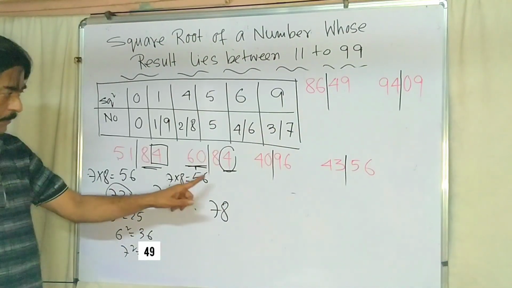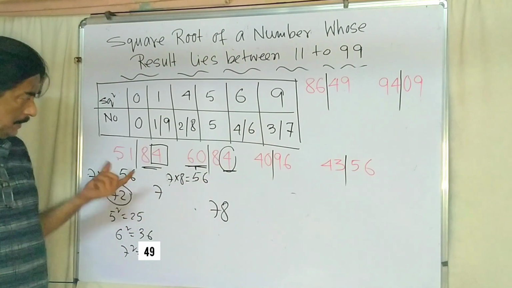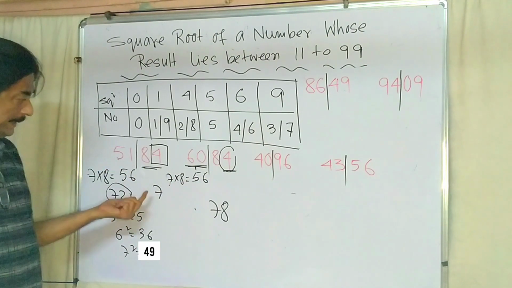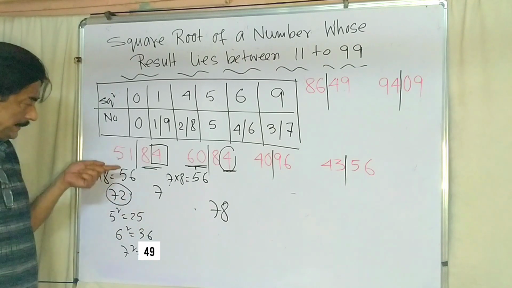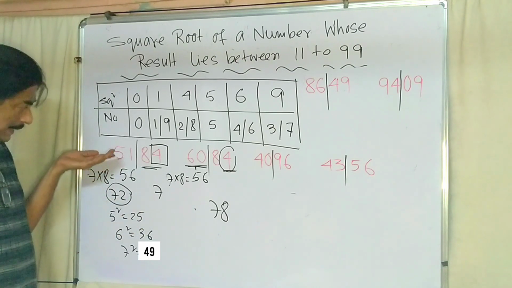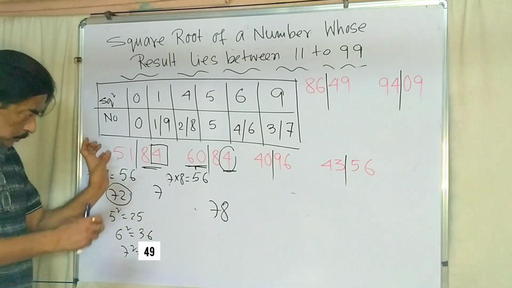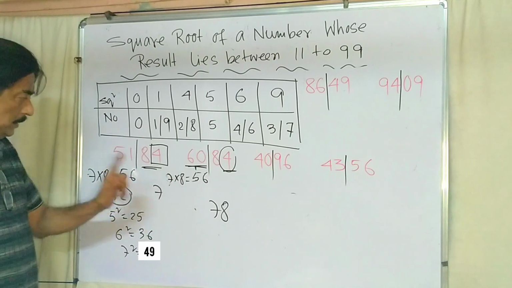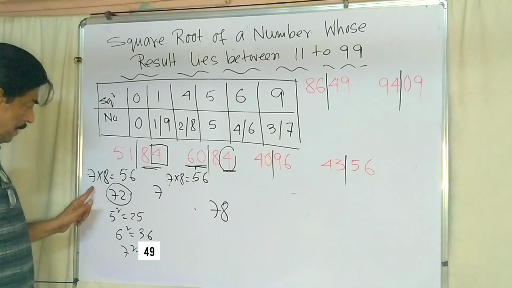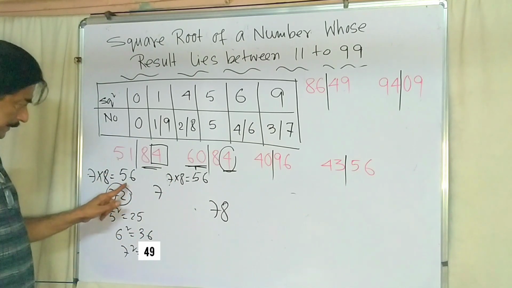Again, repeat. If we consider these two numbers, 51, we select 7 because 7 square is 49, which is nearest to 51 but less than 51. For the 2 digit square root, the left hand digit will be 7. What will be the right hand digit? So consider 7 multiplied by the next number, 7 into 8, 56.